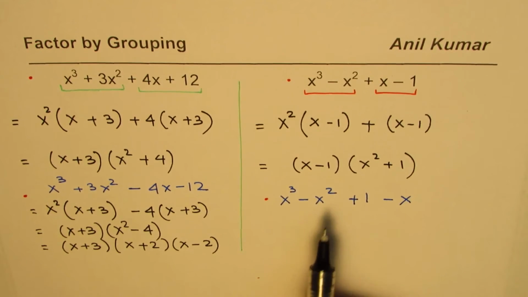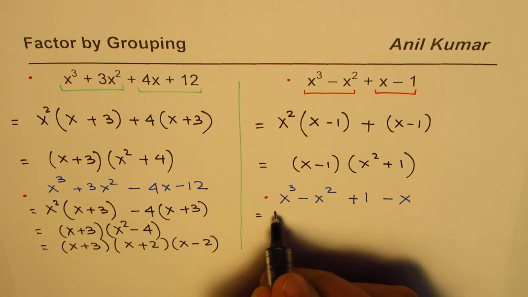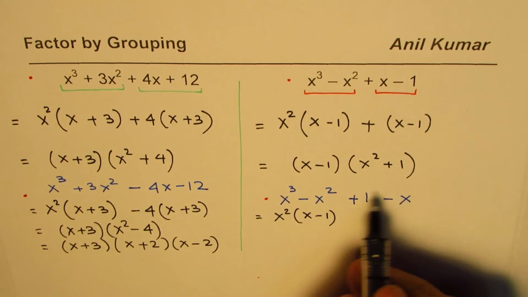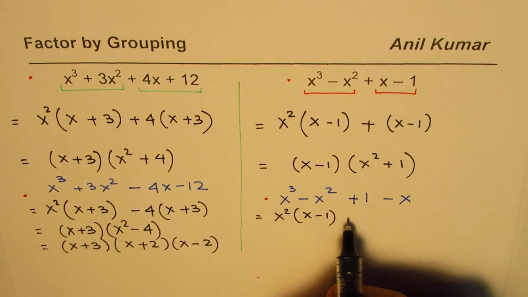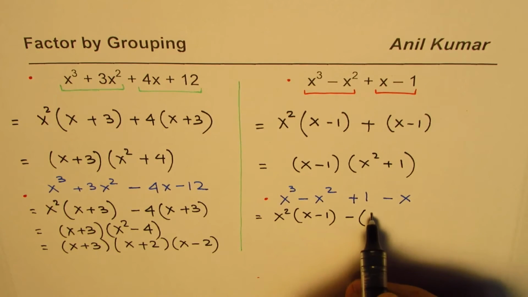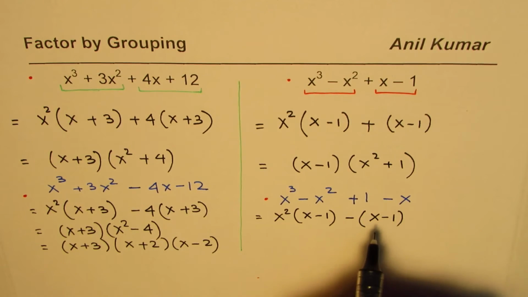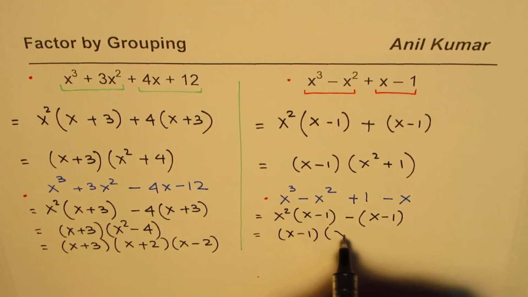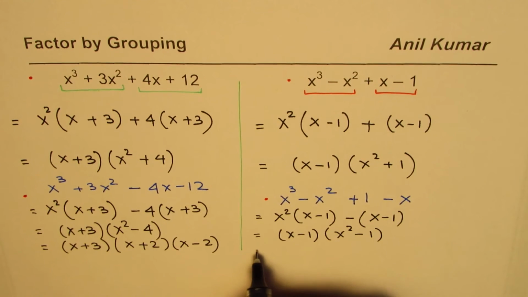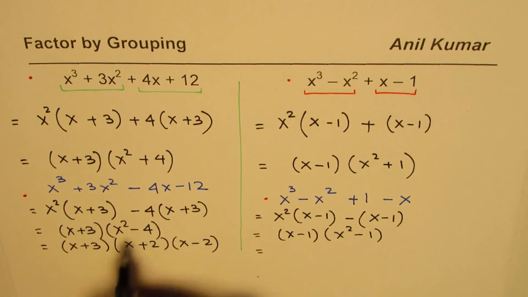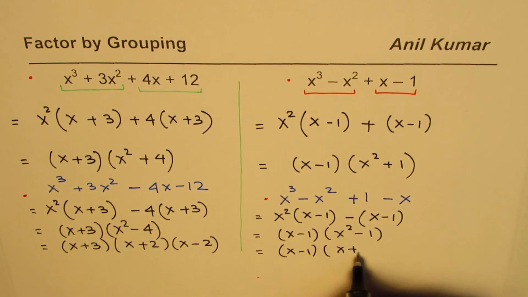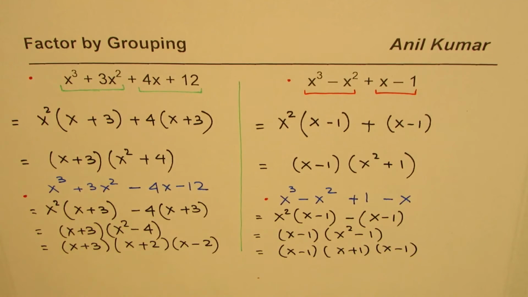Now let's do the second one. Now in this case, we'll begin with x squared as common factor, x minus 1. Now what should I do with this? We can take minus common, and I can write this as x minus 1. Do you see that? That's the tricky part. Now since x minus 1 is a common factor, I could write this as x squared minus 1. And just as we factored difference of squares, this is also difference of squares. So we could write this as x plus 1 times x minus 1. You get an idea, right?